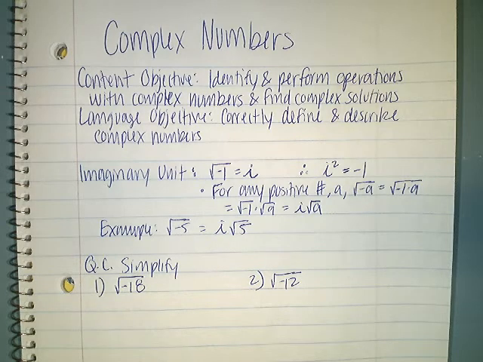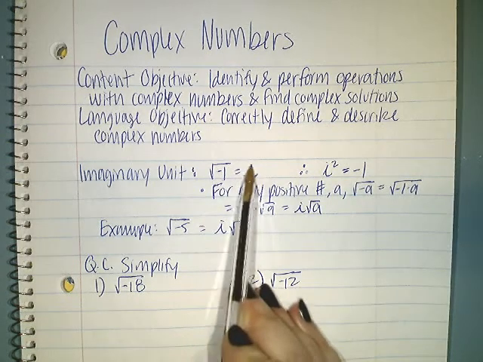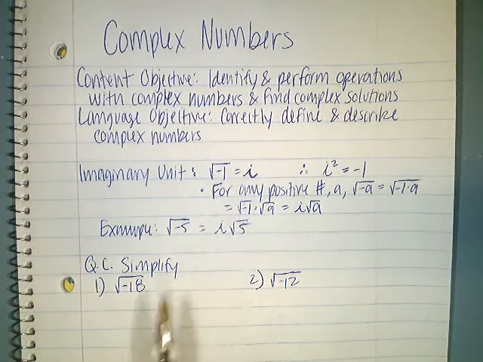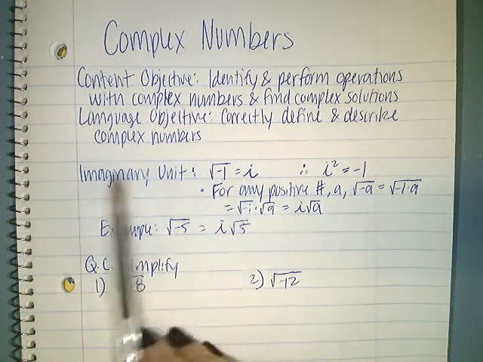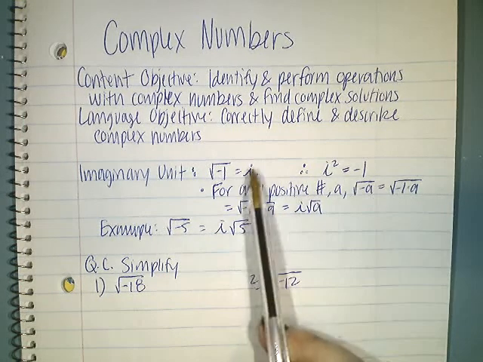So before we dive into complex numbers, let's talk about one of their critical components, the imaginary unit. The imaginary unit is the square root of -1. So square root of -1 is i, this little cursive fancy i here. Whenever we see the square root of -1, it's equivalent to i. So that's our imaginary unit. That's going to be critical for this whole lesson today.